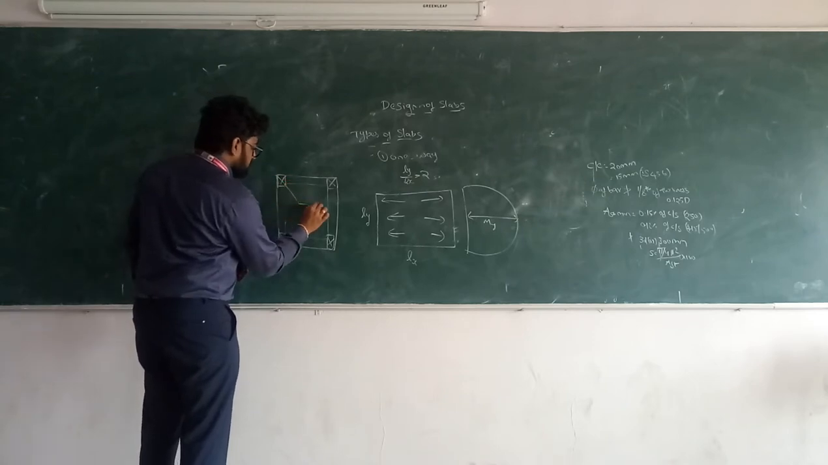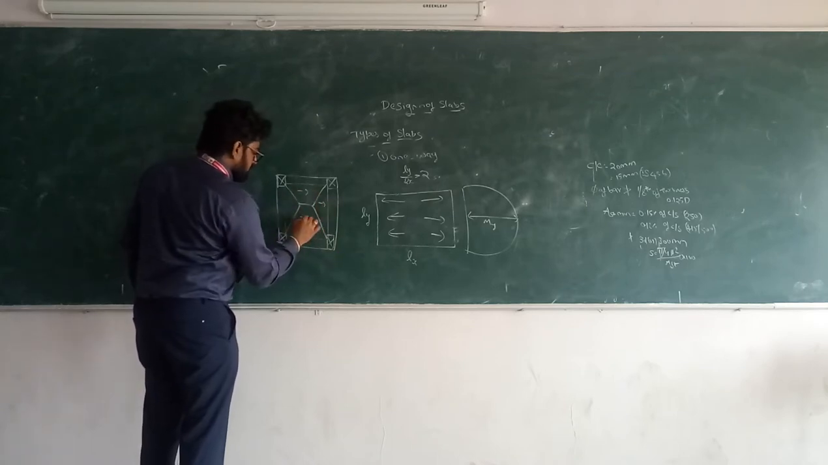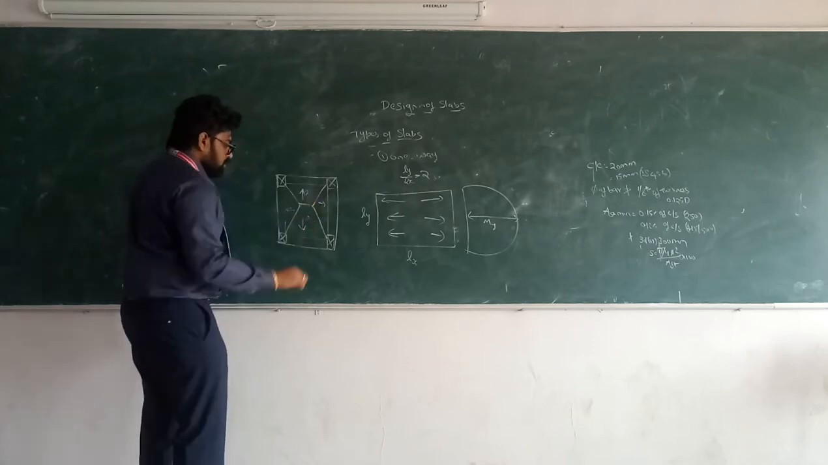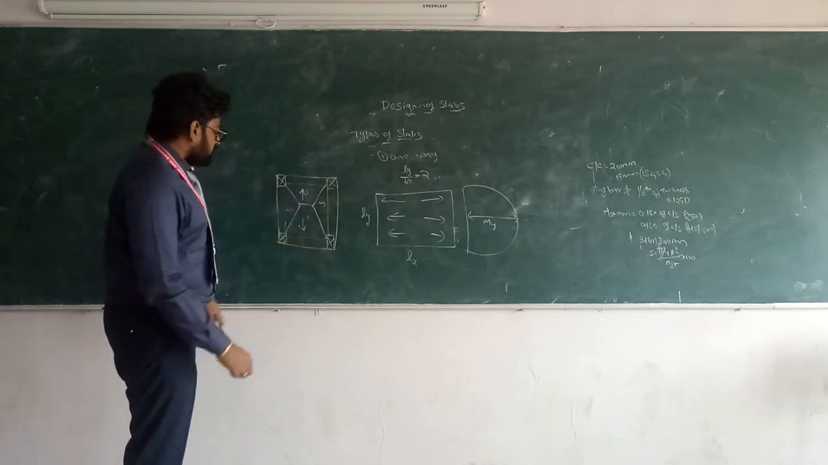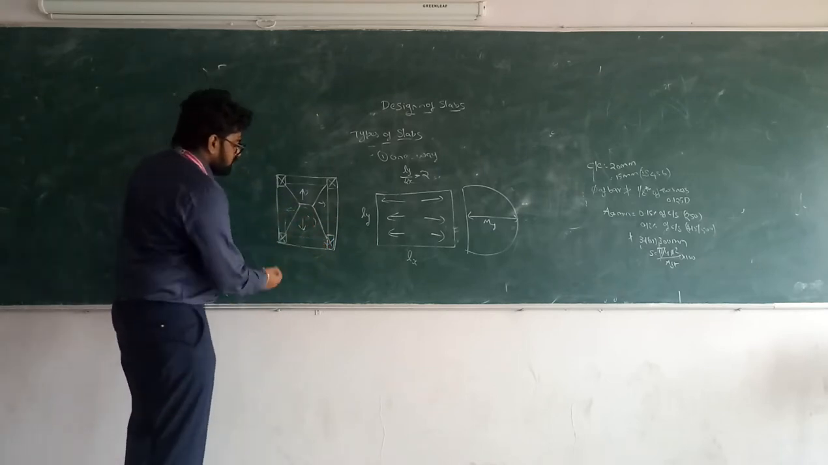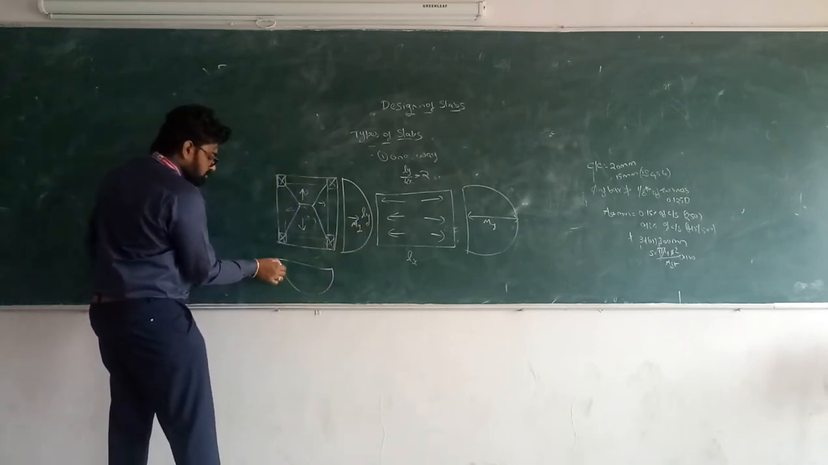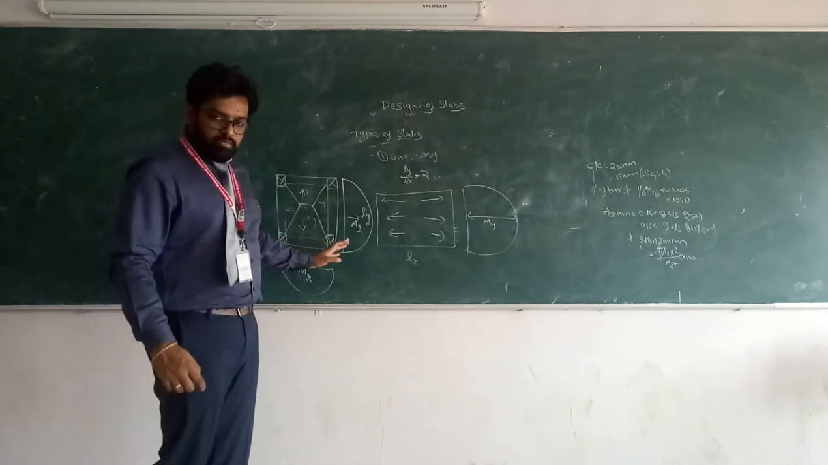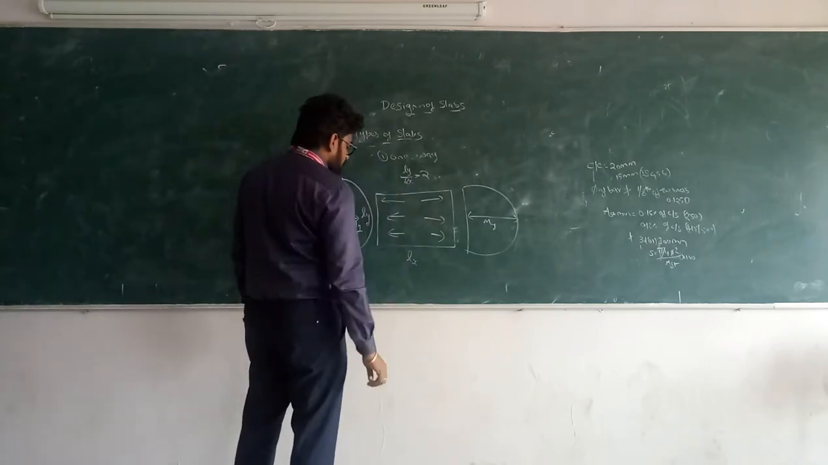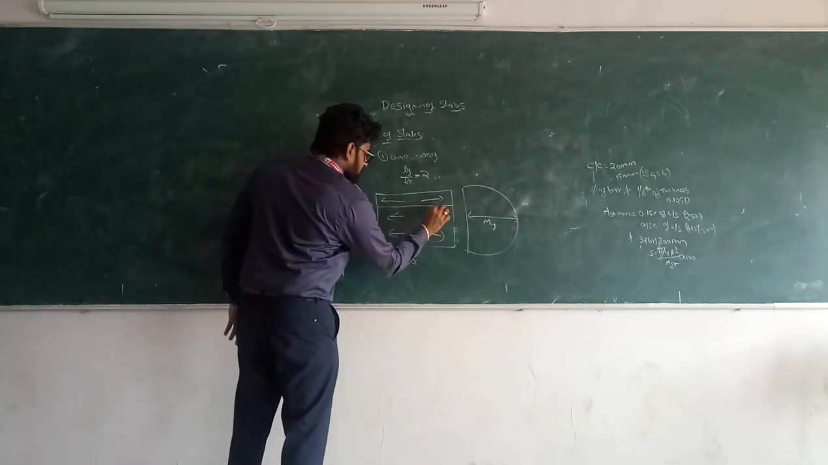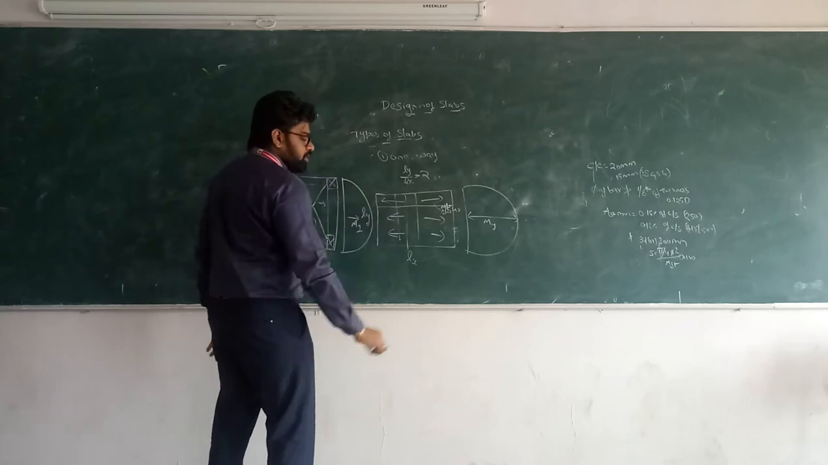the load mechanism will be different. Suppose we apply load here, this load on the slab will be taken by this beam. If we apply load here, this beam will take the load. So usually the bending may occur in the shorter span. So in a one-way slab, the main reinforcement will always be provided in the shorter span, and the distribution reinforcement will be given as the minimum percentage of steel.